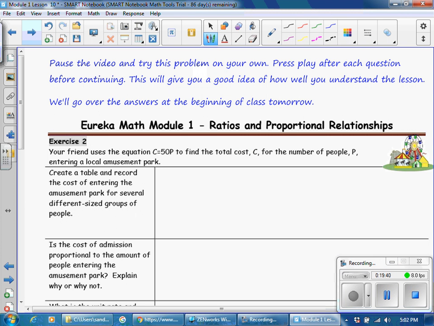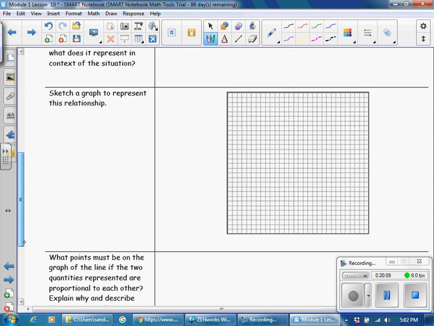Please pause the video and try this problem on your own. Press play after each question before continuing. This will give you a good idea of how well you understand the lesson, and we'll go over the answers at the beginning of class tomorrow. So I changed my mind about putting the answer here as you go along. I'd like you to complete this whole page, and we will correct it tomorrow in class. So that's a wrap for lesson 10. Please complete this page and bring it to class tomorrow.